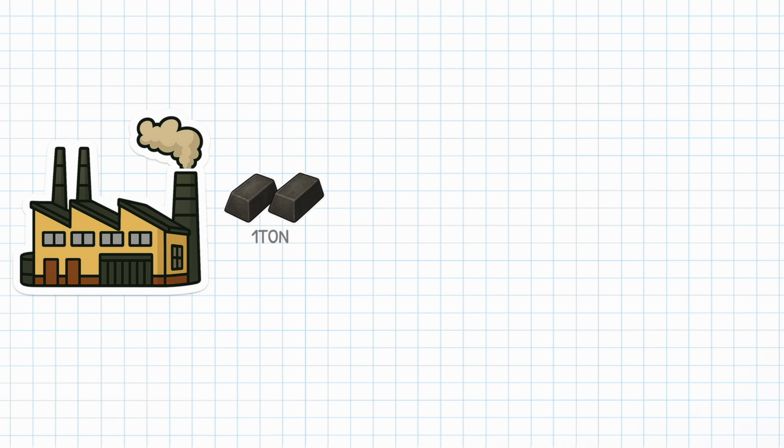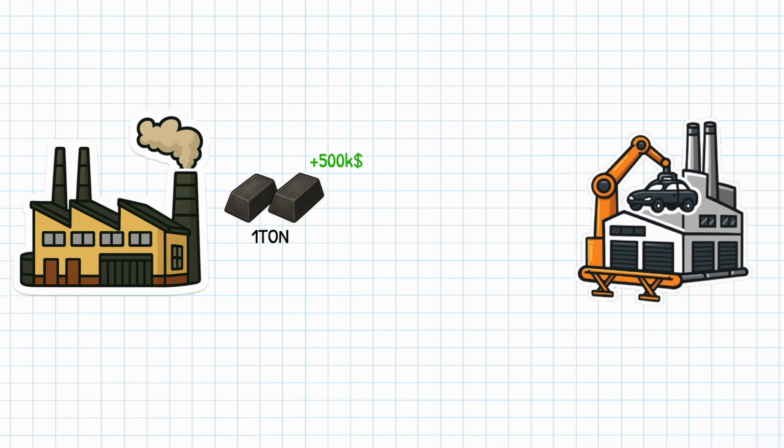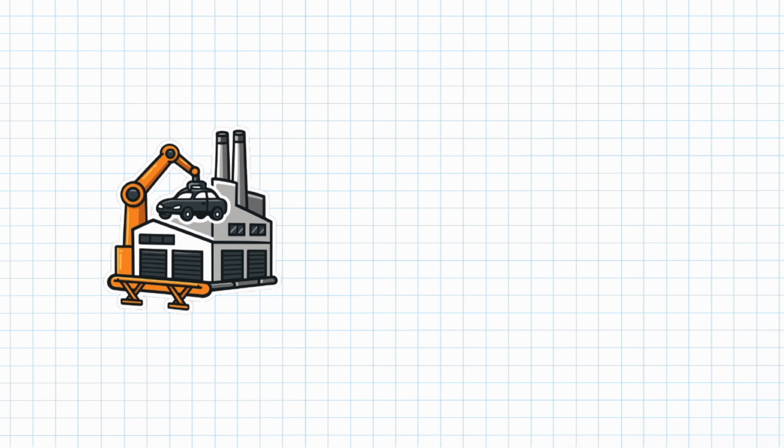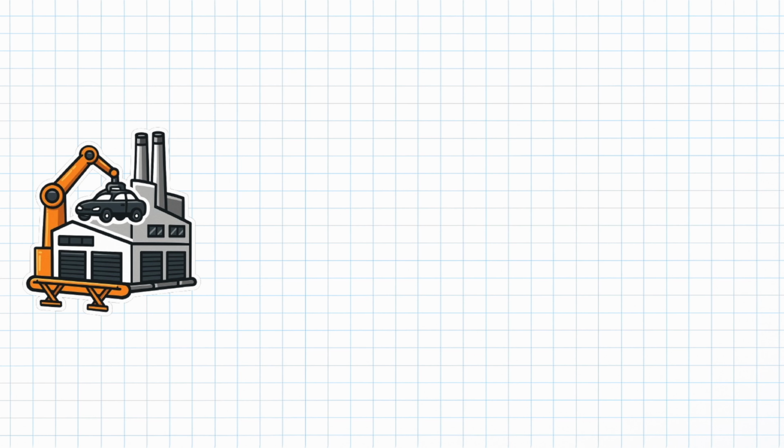Now, in a particular year, the iron plant produces 1 ton of iron and sets its price at $500,000. The automobile company needs iron as a raw material and buys it from the iron plant. In this transaction, iron is called an intermediate good. After buying the iron, the company manufactures 50 cars in the same year, each costing $100,000.